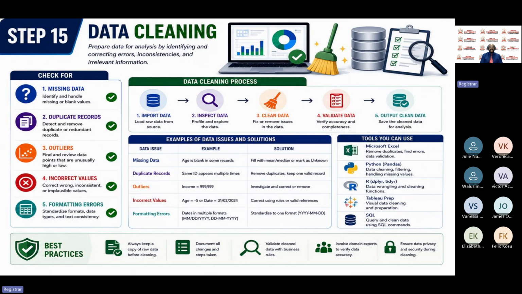Then we have to handle inaccurate values, which are wrong, which are inconsistent, which are not in proper format. So all these things we have to manage: missing data, duplicate records, outliers, incorrect values. Suppose you are getting an age of minus 5. If you are getting a date like 31st of February, then we know that there is no 31st for February.